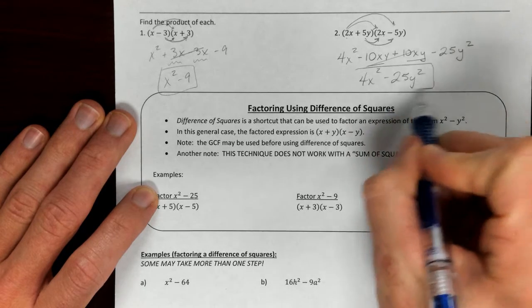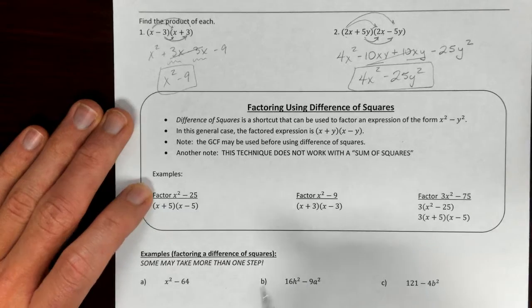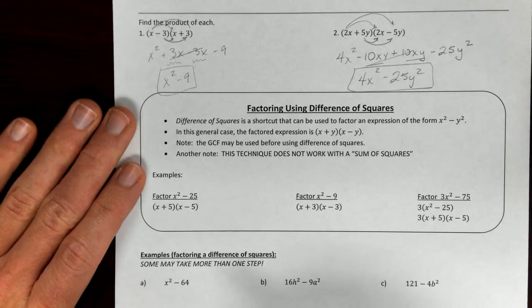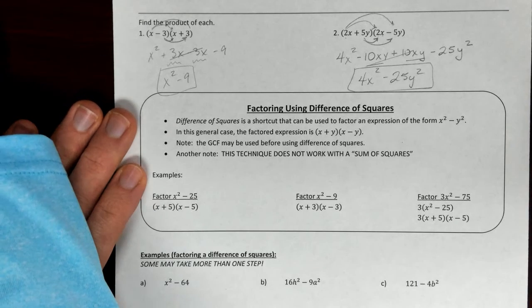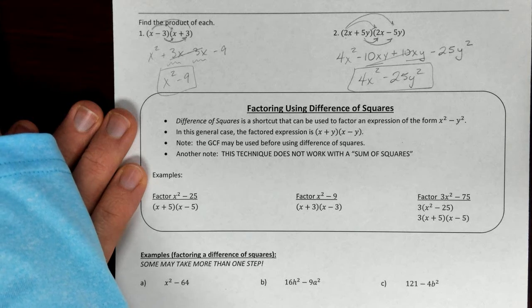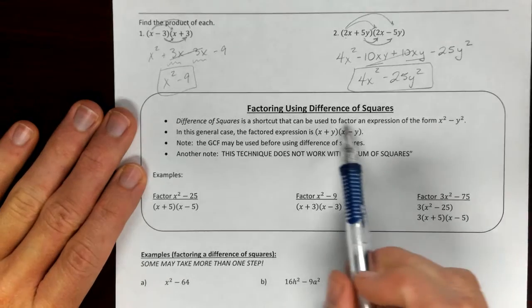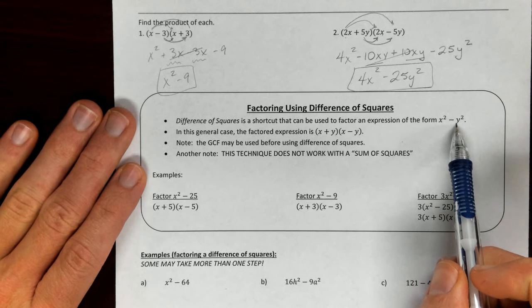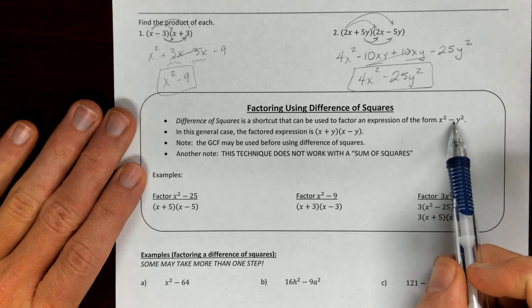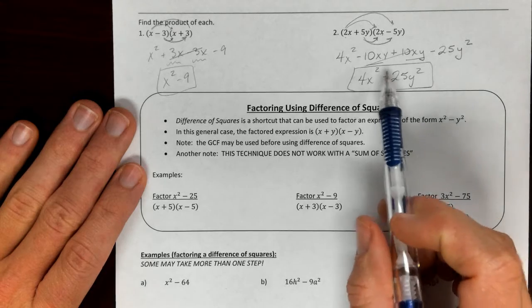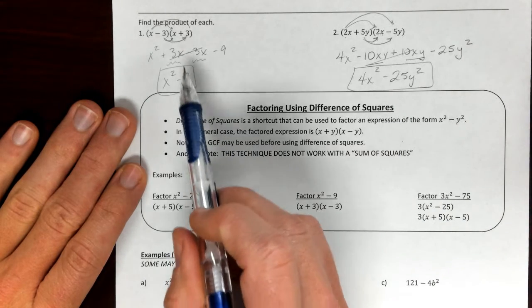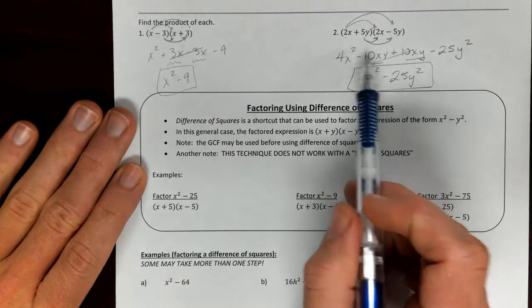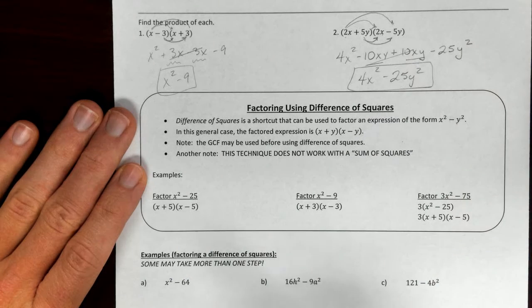Now, we call these the difference of squares. And look in here, it says the difference of squares is a shortcut that can be used to factor an expression of the form x squared minus y squared. And you notice that there is no middle term, right? In both of these examples, my middle term canceled out. So that is what makes it a difference of two squares.